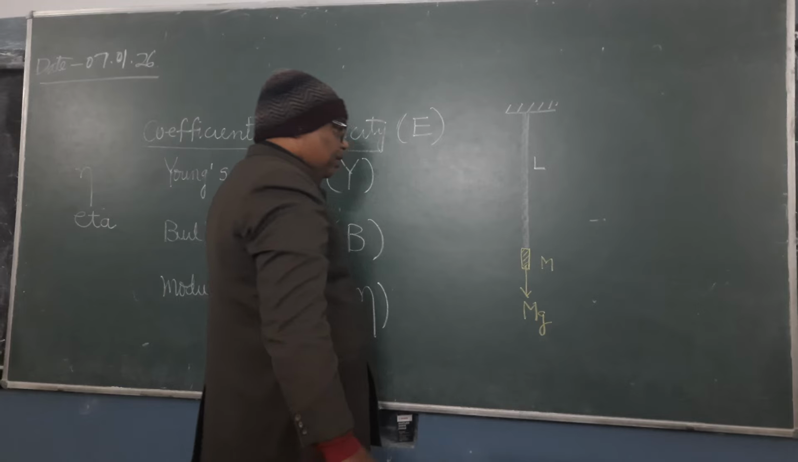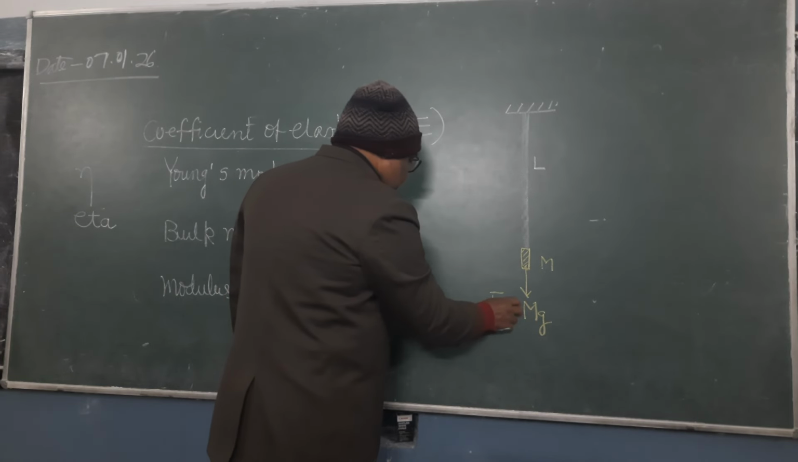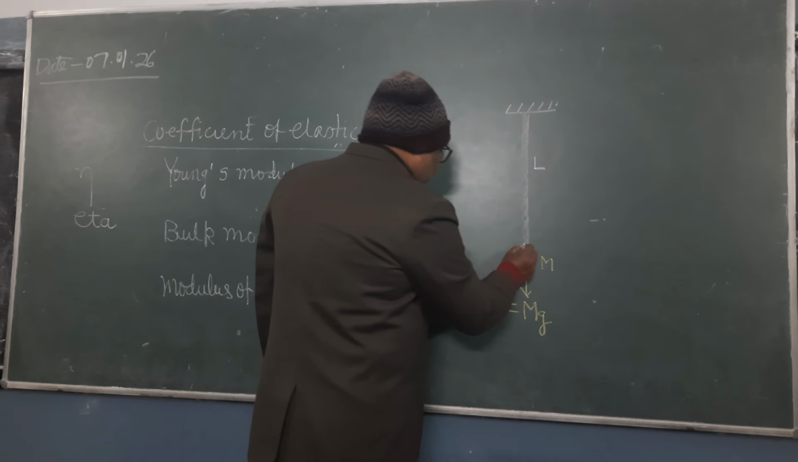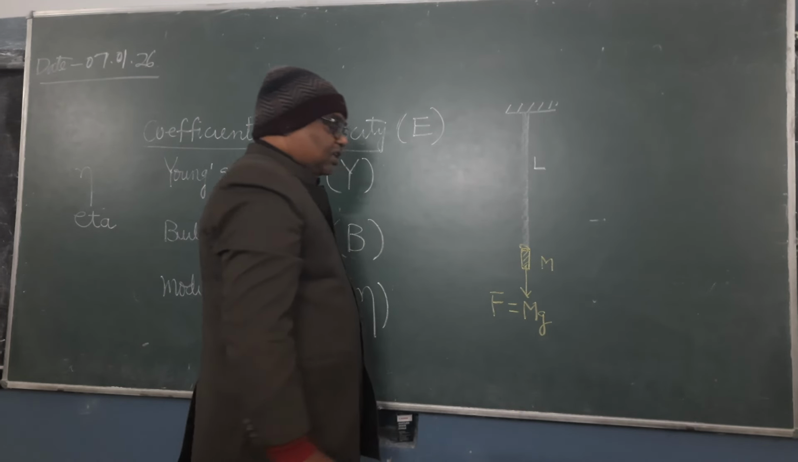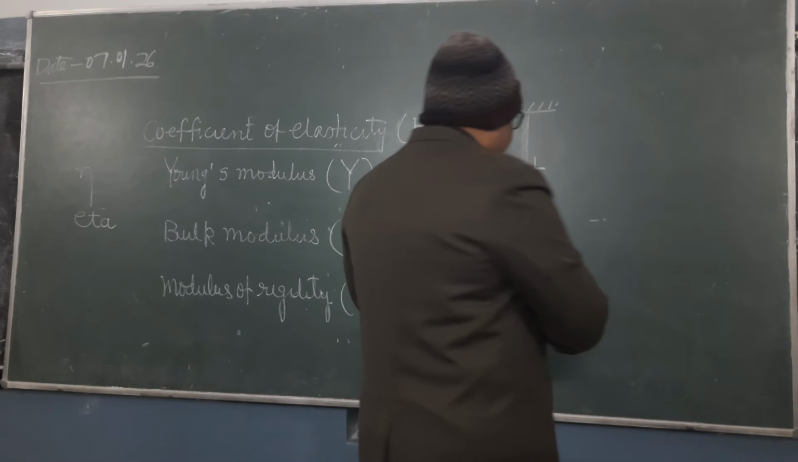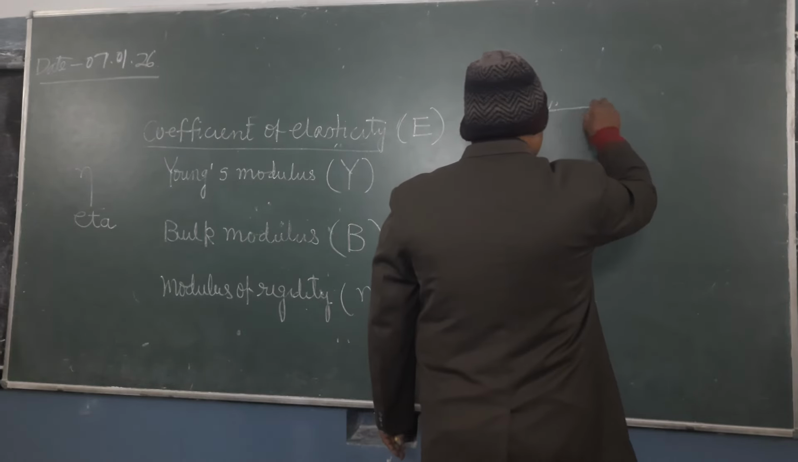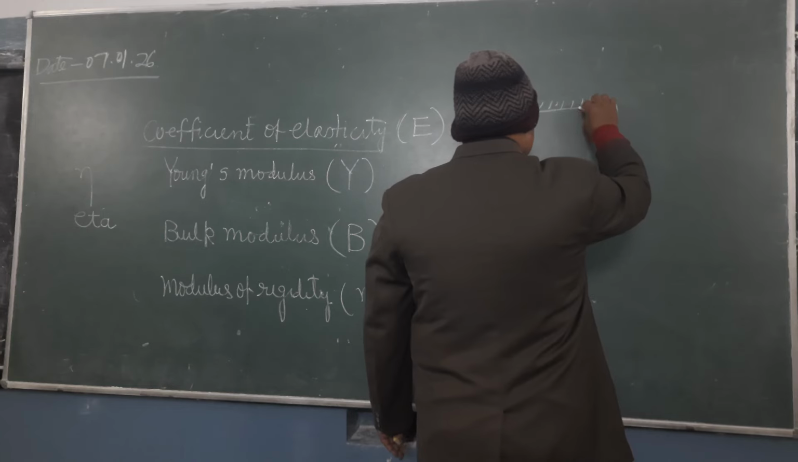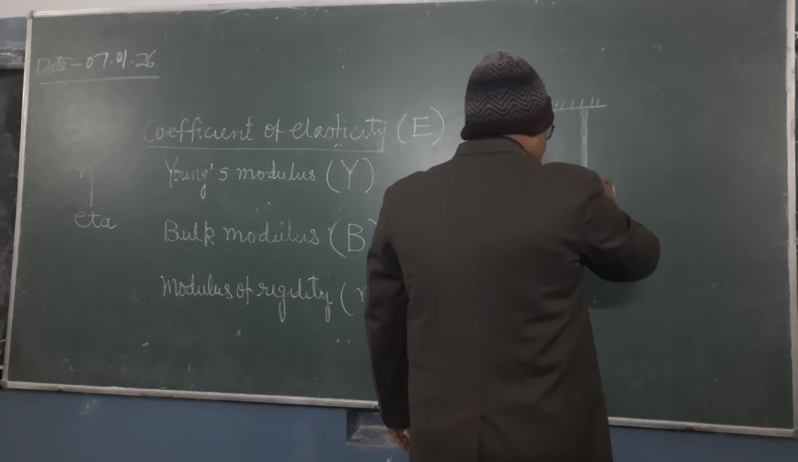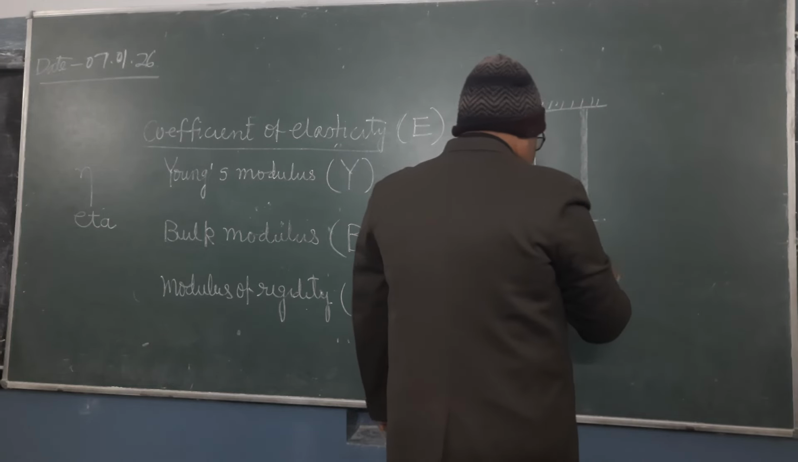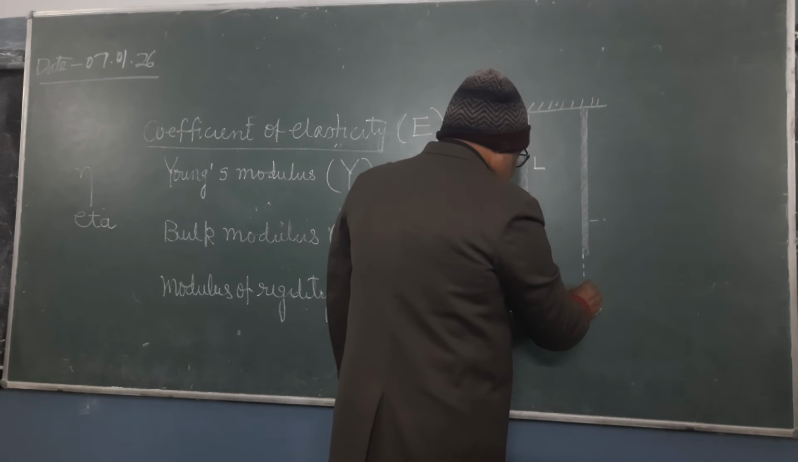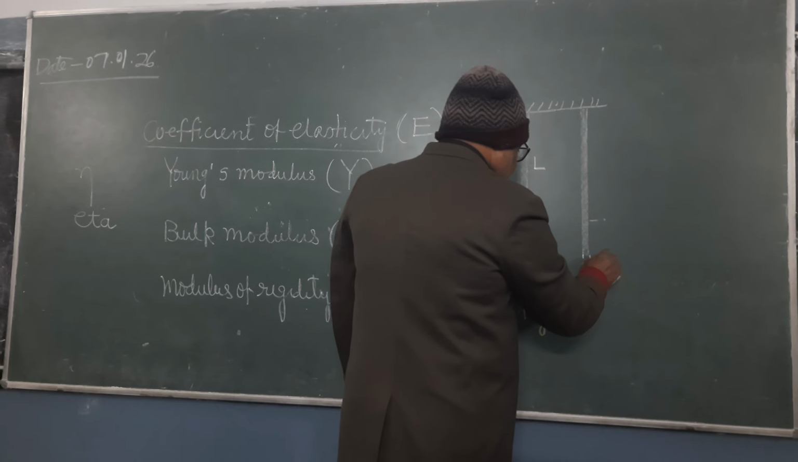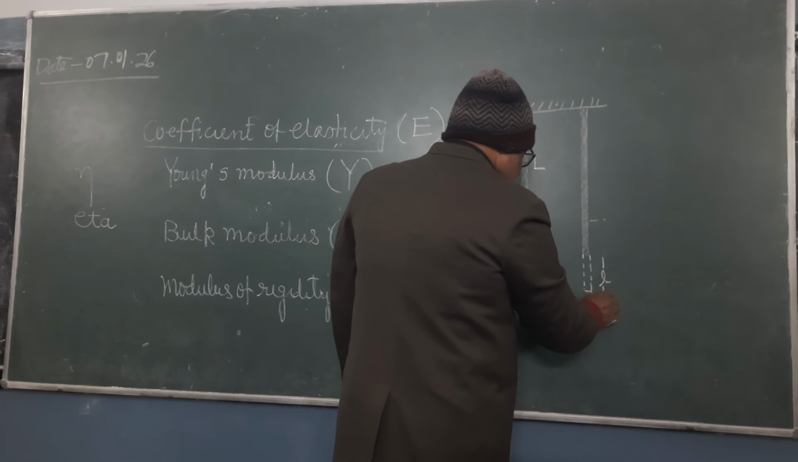Means the deforming force will be equal to mg. It is acting on this cross section. Because of this, its length will be increased. Suppose the increase in length is small l. Means length is increased by this small l.